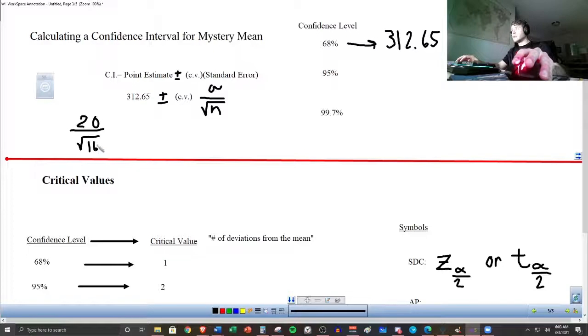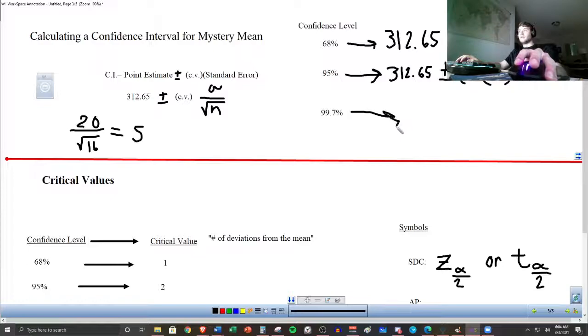Square root of 16 is 4, so this is actually 5. So we're going to get a 5 for all of these. Okay? The standard error will always be 5. So then we do it again. 312.65 plus or minus. Now, this time, the only thing that changes is that critical value, right?